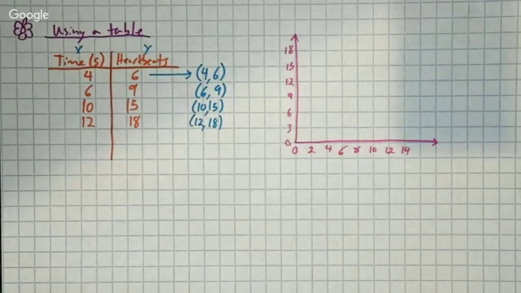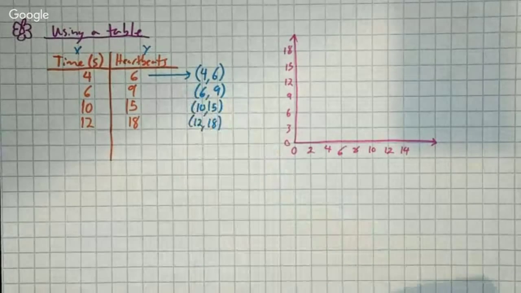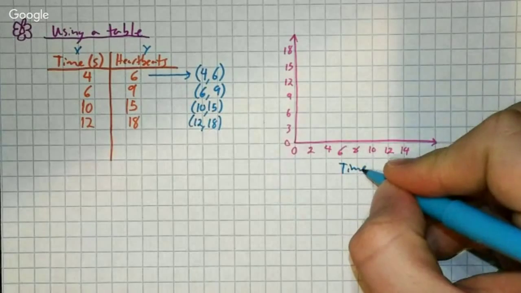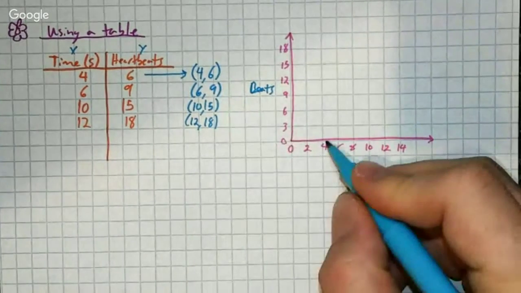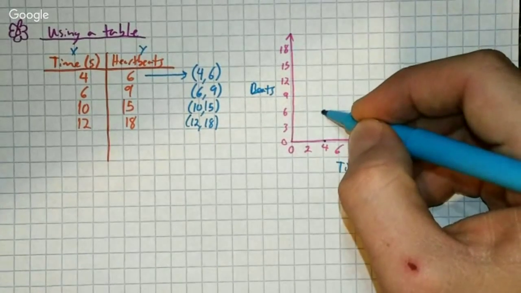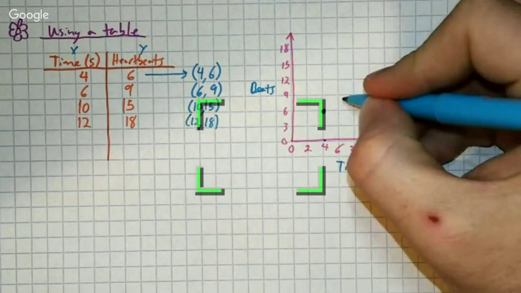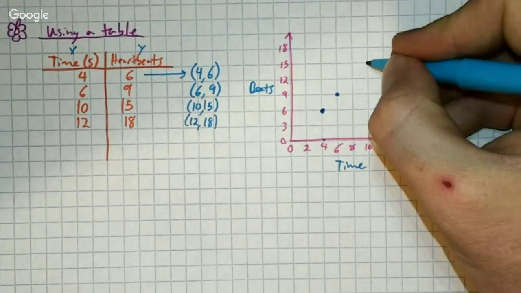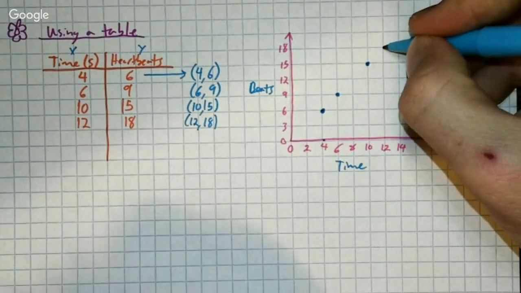So we have 4, 6. That means 1, 2, 3, 4. Remember to make sure that you know what you're doing down here. And actually, I'll label this as well. This is time, and these are beats. Okay, so 4 is right here. 6 is right here, and we put our first point. 6, 9. 10, 15. 12, 18.